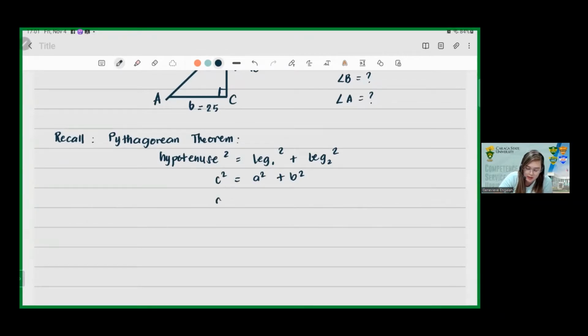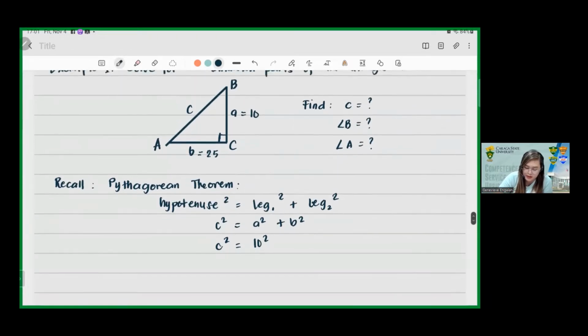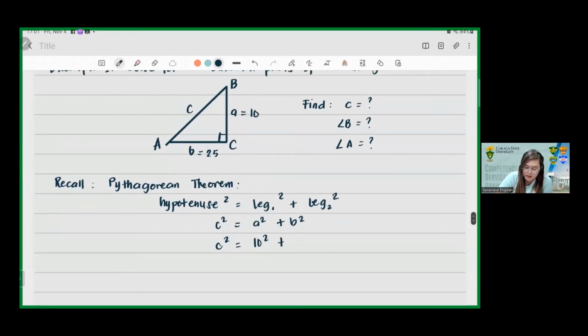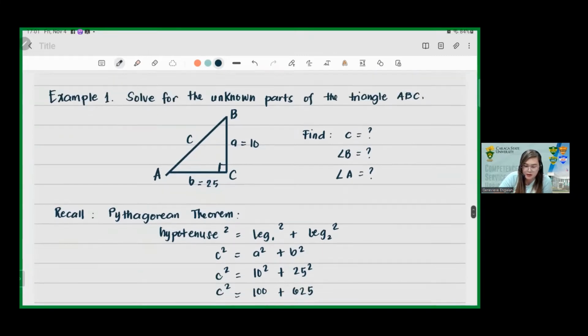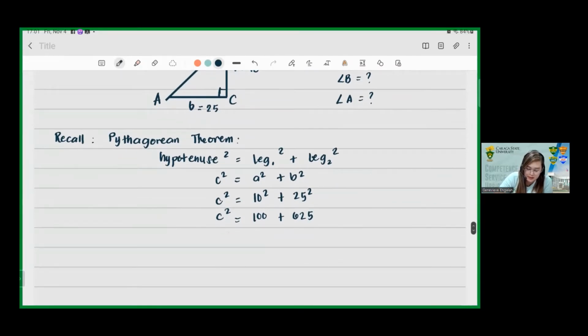So C squared is equal to, our A is 10, so 10 squared. Okay, 10 squared plus 25 squared. So C squared is equal to 100 plus 625. Can you follow? Okay, then C squared is equal to 725.